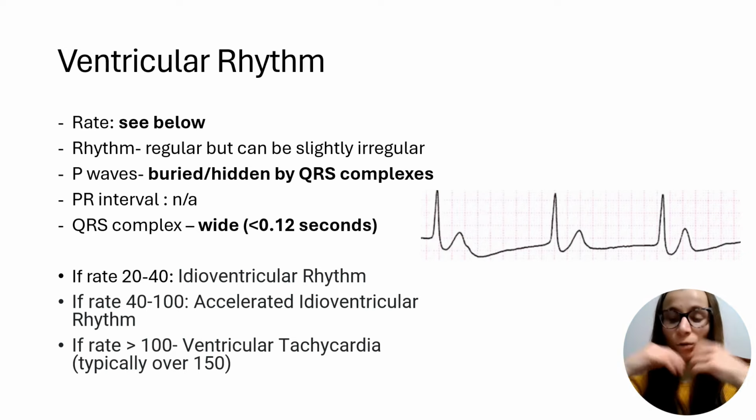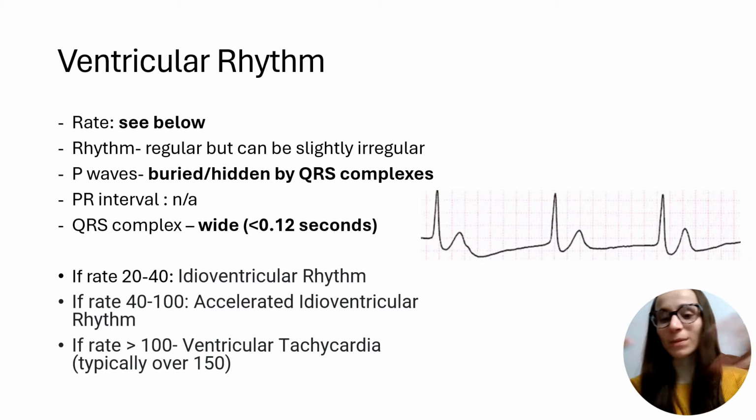And so basically, all you're looking for is that widened QRS complex over 0.12 seconds. P waves are going to be buried or hidden in the QRS complex, so you're not going to really see them. And depending on the rate, it's what it's going to be called: idioventricular, accelerated idioventricular, or ventricular tachycardia.